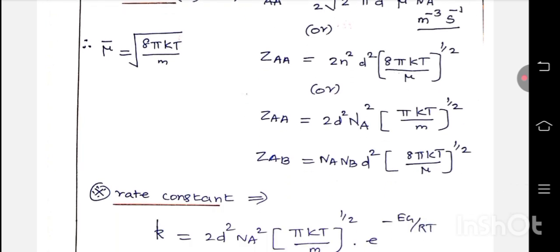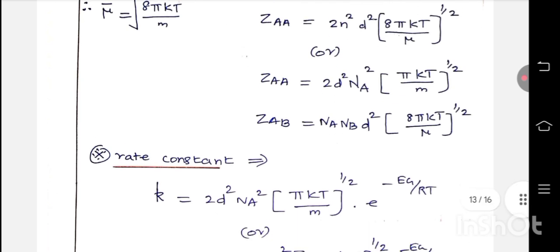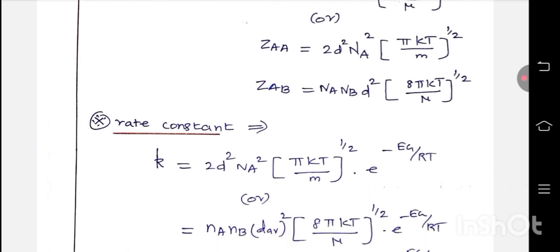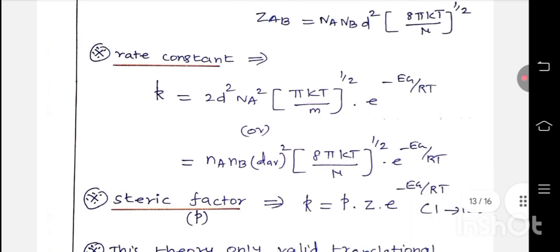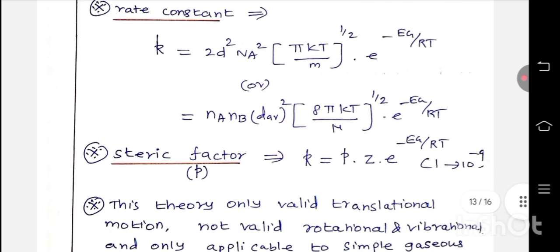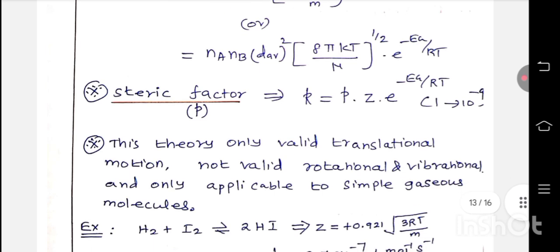Z_AA equal to 2 d square N_A square pi KT by m whole power 1/2. Z_AB equal to N_A N_B d square 8 pi KT divided by mu whole power 1/2. The rate constant k equal to 2 d square N_A square 8 pi k T by m whole power 1/2 exponential power minus Ea by RT, or N_A N_B d_AB square 8 pi KT divided by mu whole power 1/2 exponential power minus Ea by RT. The steric factor rho: rate equal to rho into Z into exponential minus Ea by RT.